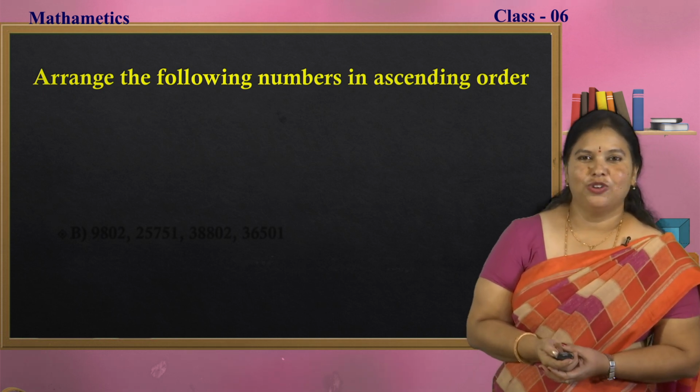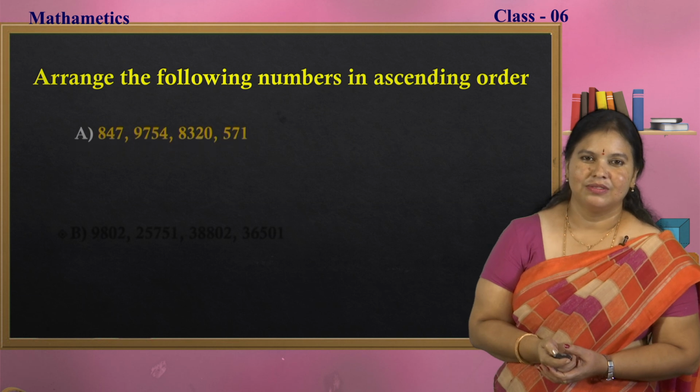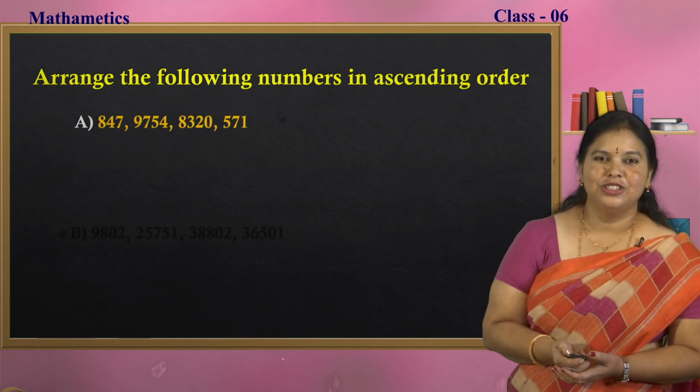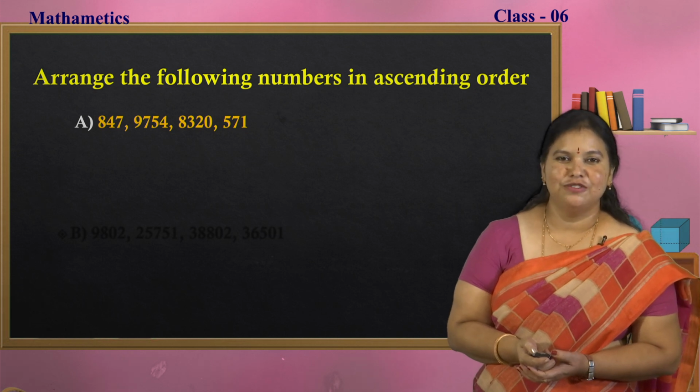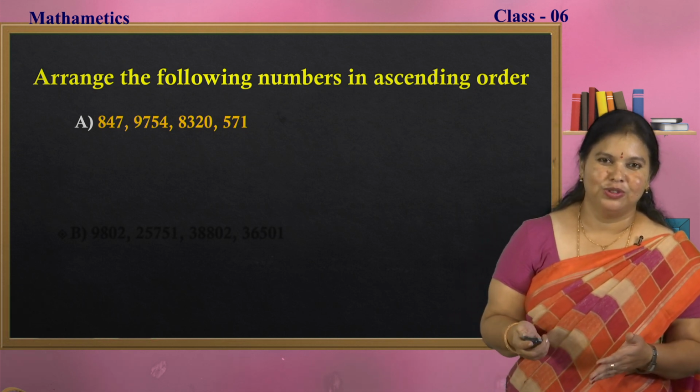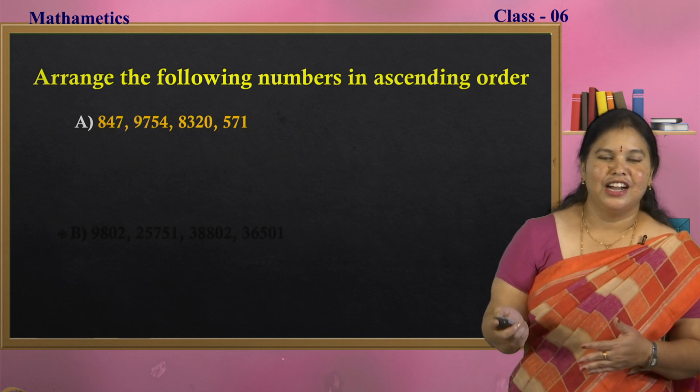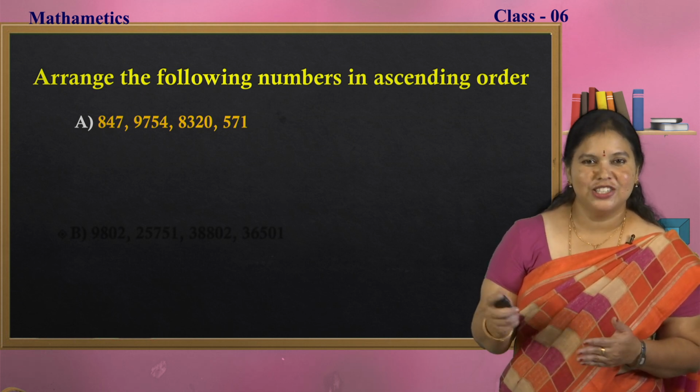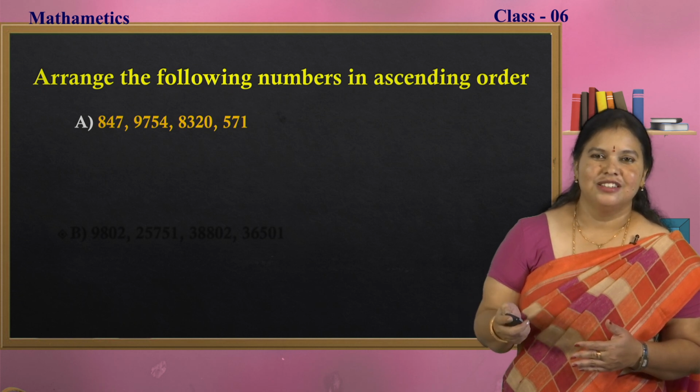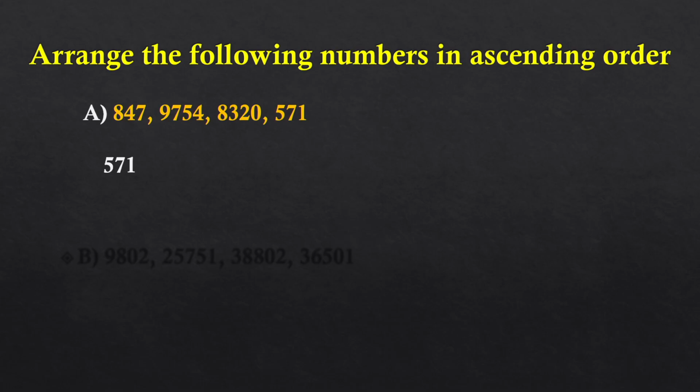Okay, arrange the following numbers in ascending order. Here I have given 4 set of numbers, that is 847, 9,754, 8,320 and 571. You have to arrange these numbers in ascending order. You know what is ascending order now? It's from smallest to greatest. So, which one is the smallest number? 571. Then we will put 847, and then we will put 8320 and 9754. Yes, very good children.